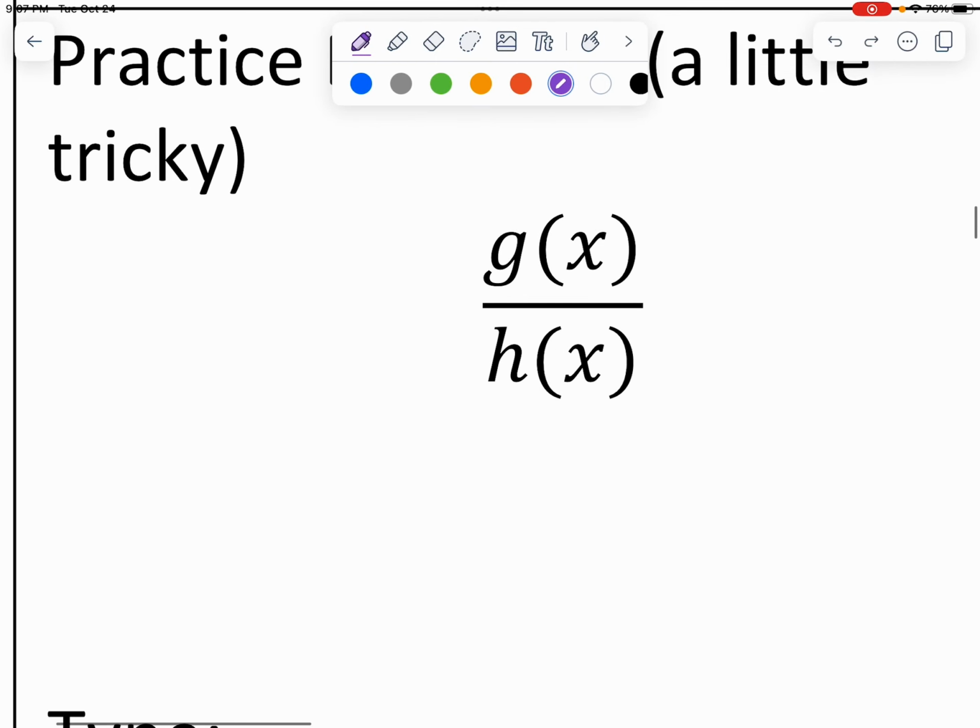Okay, now dividing. Oof, this is going longer than I wanted, but that's okay. Hopefully they're understanding. What color was g of x? Peach. What color is h of x? I'm going to go with sky blue.